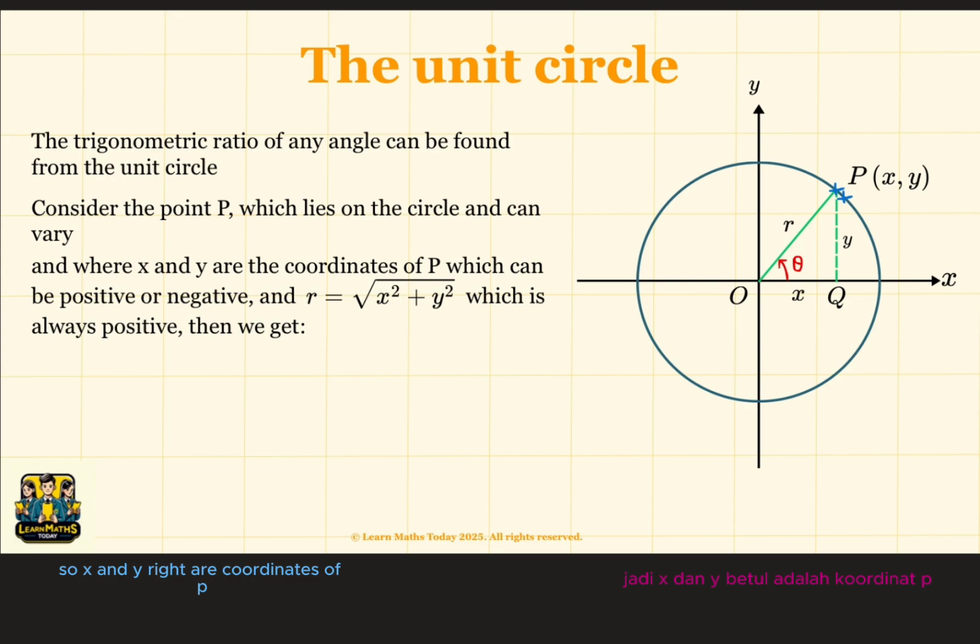So x and y are coordinates of P. And because P can vary, P can be any point on the circle, so your value of x and y could be positive or negative, right? And then this r, which is here, is the hypotenuse of this right angle triangle that is formed, and it is equal to the square root of x squared plus y squared. Now, this value of r is always positive, okay?